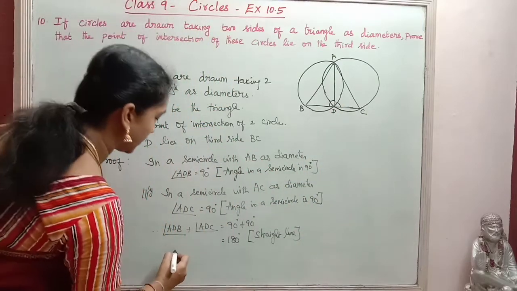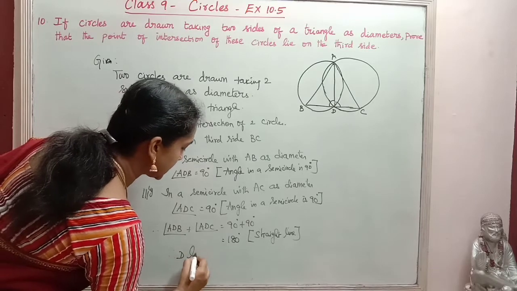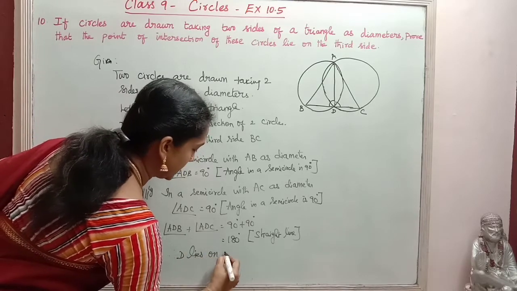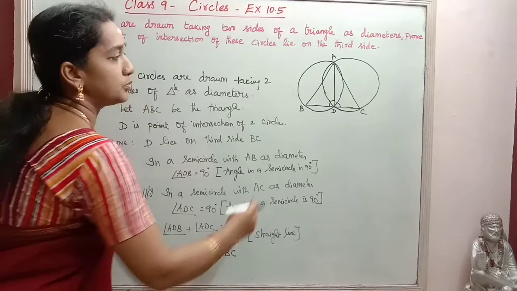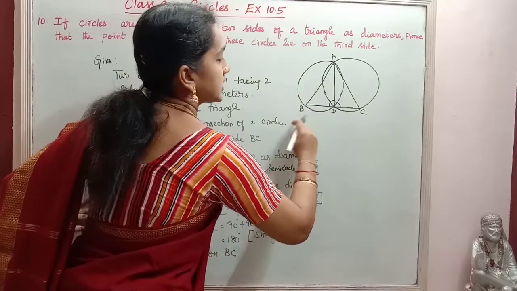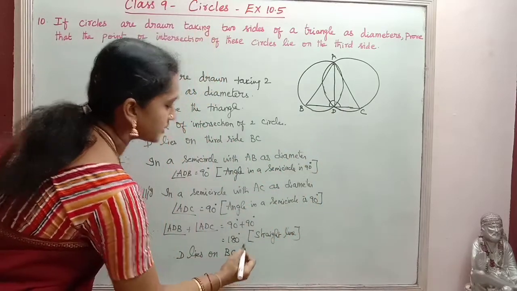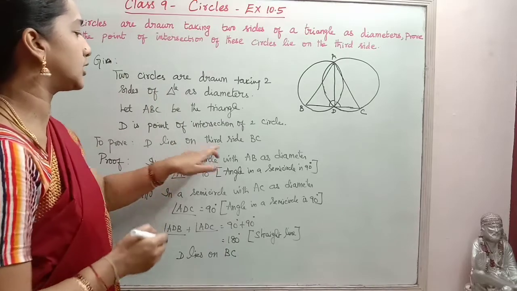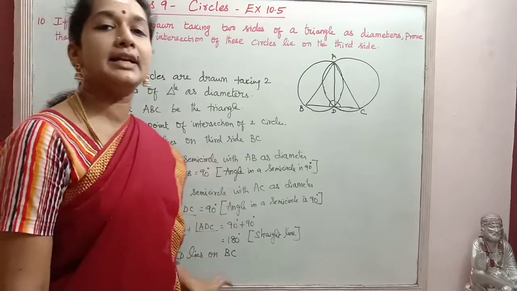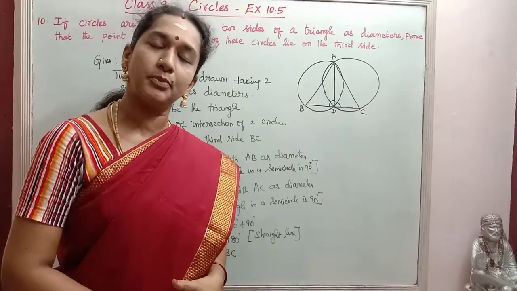So therefore, D lies on BC. So this is the thing we were asked to prove, that D lies on the third side BC. So that is the proof.